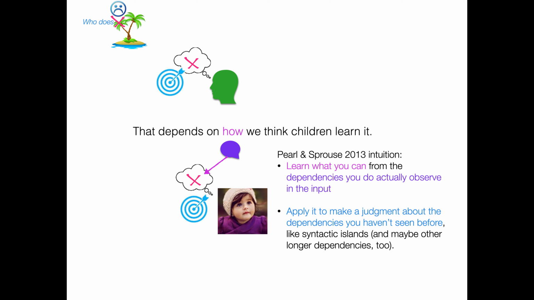And so in 2013, Pearl and Sprouse had the following intuition, which is simply, if you are a learner, if you are a child, learn what you can from the dependencies you do actually observe in your input, and then apply that learned knowledge, whatever form it takes, to make a judgment about dependencies you haven't seen before, like, for example, syntactic islands, and maybe other longer dependencies, or maybe just dependencies you haven't seen before, like the stimuli from the acceptability judgment study, for example.